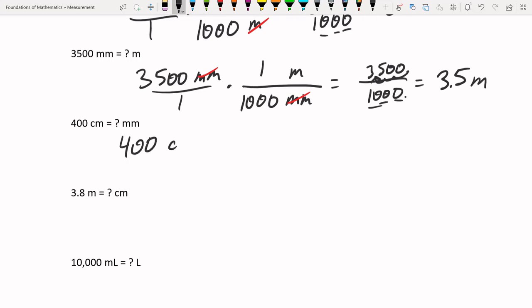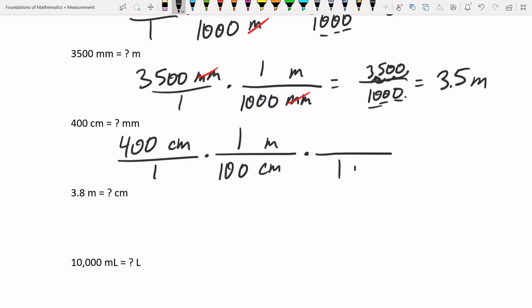This one's slightly different. We have 400 centimeters. Now you can do this 2 ways. You can actually convert to meters and go back to millimeters if you're confused about how centi and milli compare. Just to show you that, if we have centimeter on bottom, meter on top, 1 meter is 100 centimeters. Now this is different because a centi is only 100 times as small as a meter. Now we can convert between 1 meter and 1,000 millimeters.